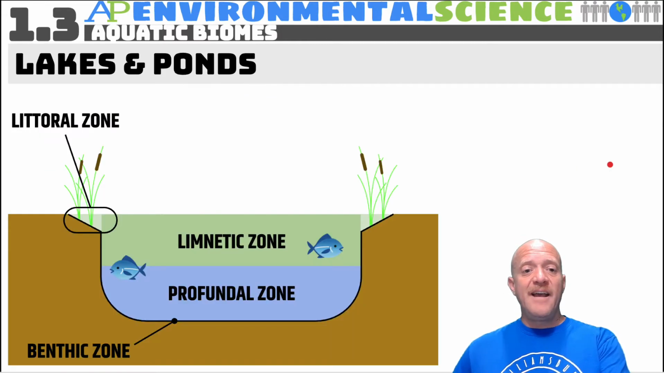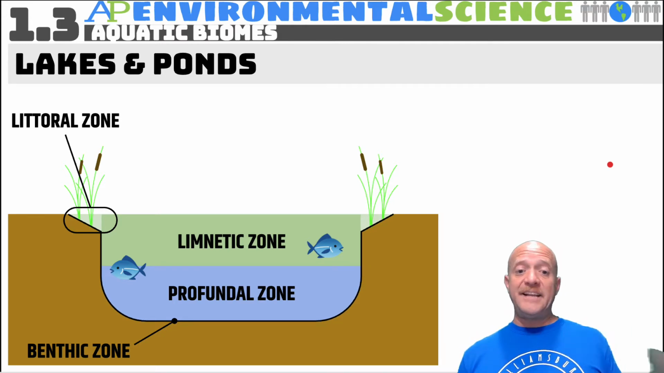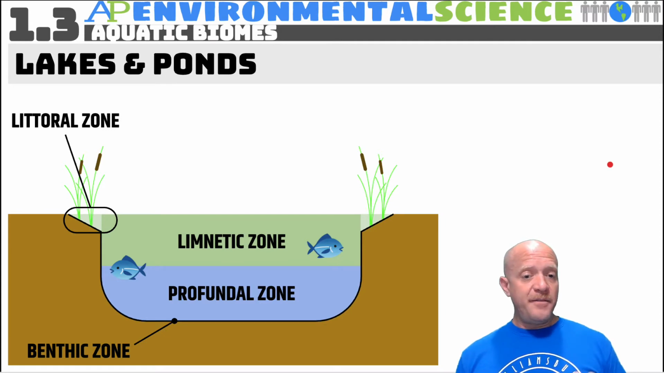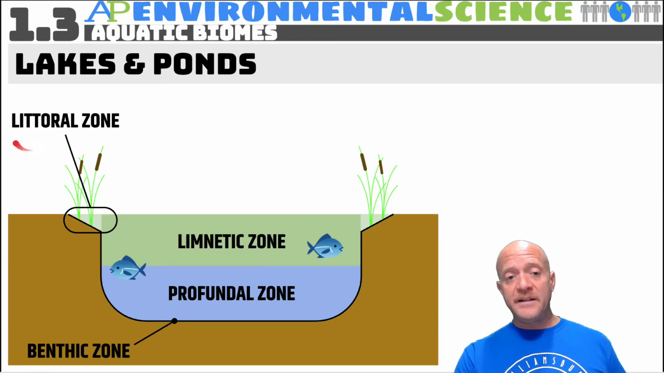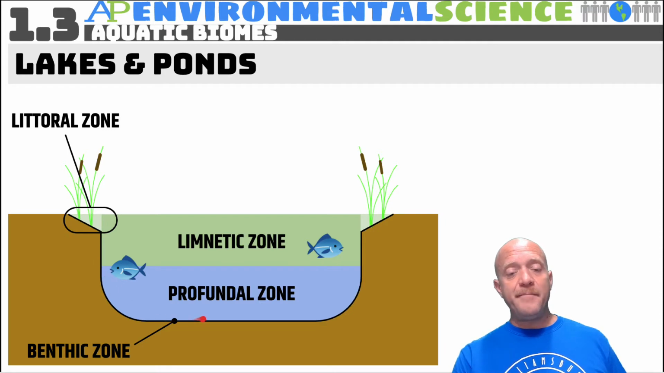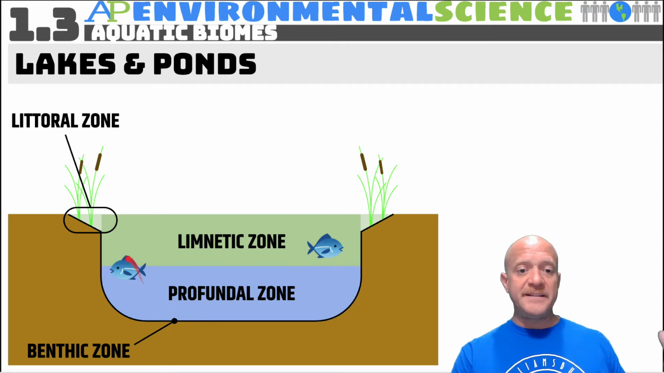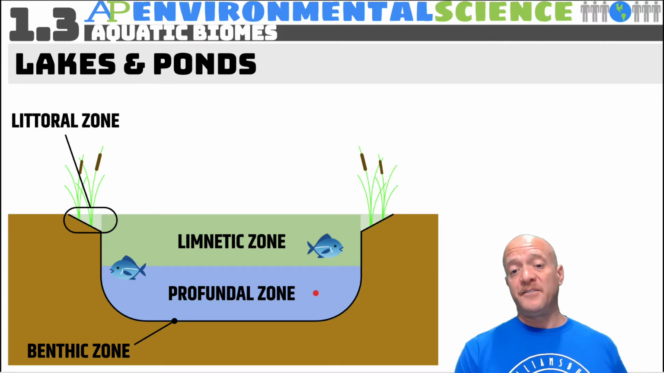Lakes and ponds are freshwater biomes, and they are stationary. There are a few different zones that you should understand. You have the littoral zone, and that is just the shoreline. So littoral is the shoreline. You have the benthic, and benthic means bottom. So it is the bottom layer. All of this is the benthic zone. And then you have the limnetic zone and the profundal zone.